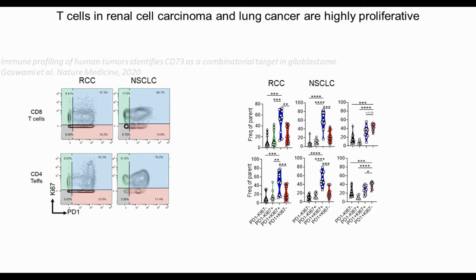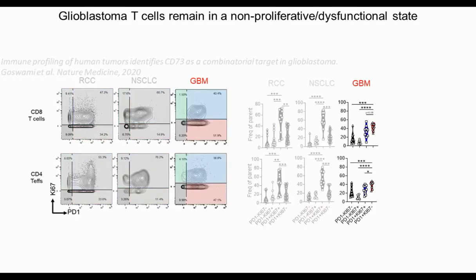So now what happens if we look at glioblastoma? What we can see is that this population that was very abundant in renal cell carcinoma and lung cancer, the PD-1, Ki67 double positive population, is not that abundant in glioblastoma. And as in our mouse model, the population that tends to be more abundant is this population of PD-1 positive, Ki67 negative cells.